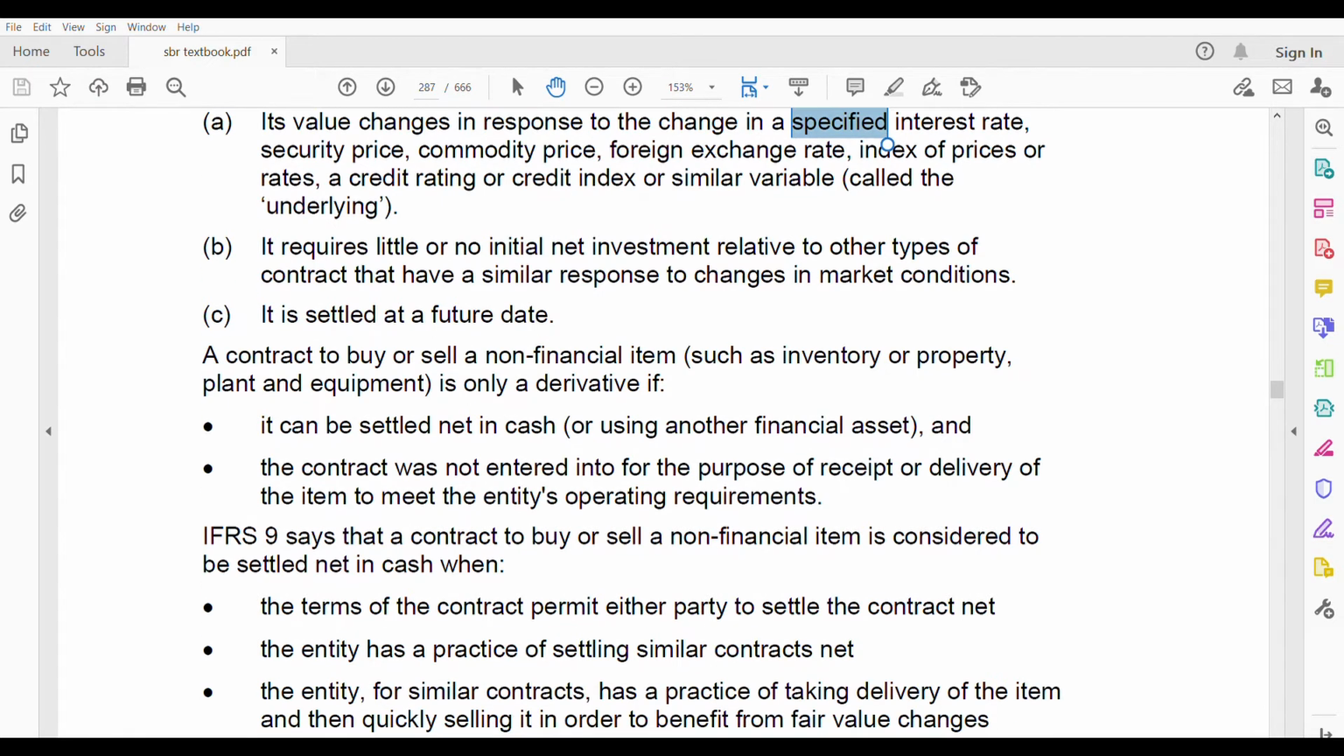Next, if you have a contract to buy or sell a non-financial item, what are non-financial items? It could be inventory, it could be property, plant and equipment. A contract to buy or sell a non-financial item is only a derivative if these two conditions are satisfied. Number one, it can be settled net in cash, or using another financial asset, so it can be settled in cash as well as in a financial asset.